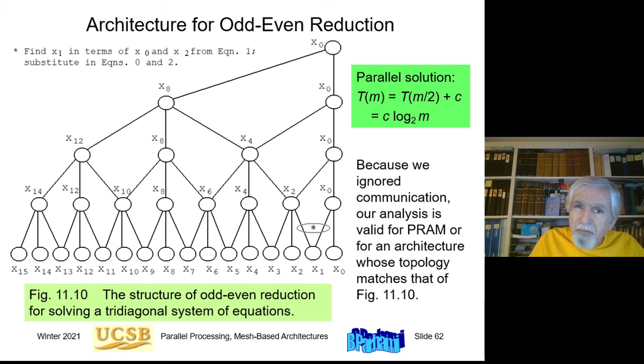x0 is computed. And once x0 is computed, it is substituted here, and x8 is computed. So we go downwards, back towards the original equations. x0 and x8 computed allow me to compute x4 and x12, and so on until all the variables are known.